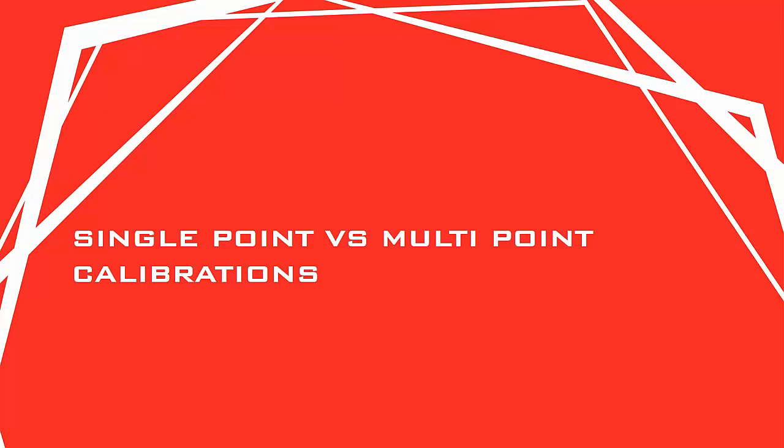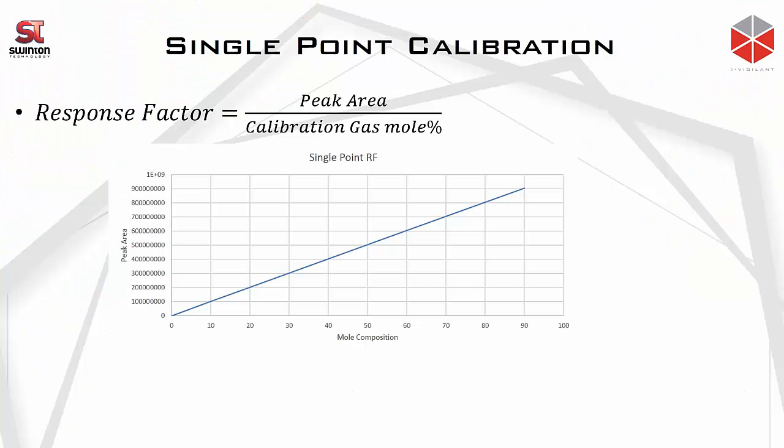To begin with, I'm going to start the discussion with the difference between single point calibration and multi-point calibration. In single point calibration, the response factor is a function of peak area and calibration gas mole percent. If we plot peak area on the y-axis and mole composition on the x-axis, it basically creates a straight line. This is an assumption we make about the calibration function of the GC, so we always assume it is linear when we have a single point calibration.